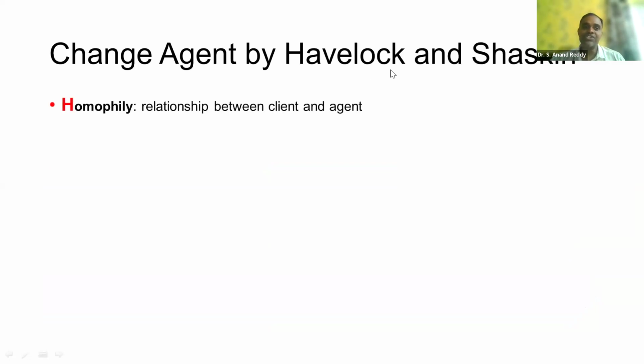So they say the first one is homophily. That's what they defined as homophily. Now, what is homophily? It's a relationship between client and agent. Now, very important, the client can be an individual, a group, or an organization. Now, the most important thing these people speak about in their research is that the more associated with the person you are, the better the change can be implemented.